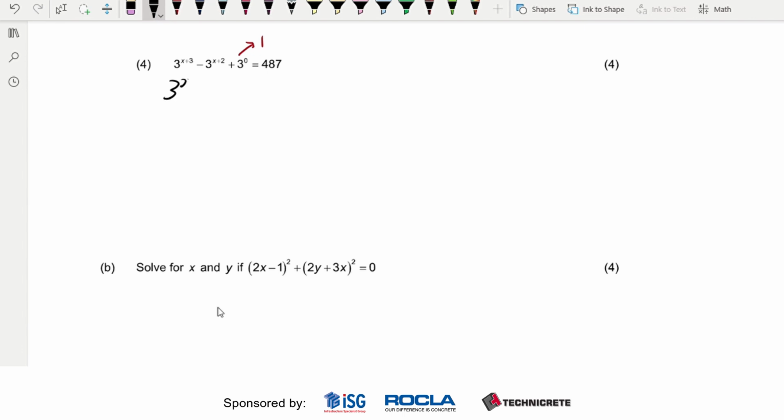So we'll have 3 to the power of x plus 3 minus 3 to the power of x plus 2. And then we've got 3 to the power of 0, which we know is equal to 1. So 487 minus 1 would be 486. Just to simplify things, so we have all of our x's on one side and all of our constants on the other side.